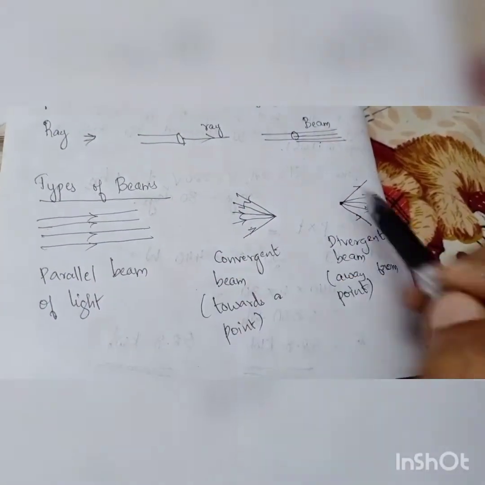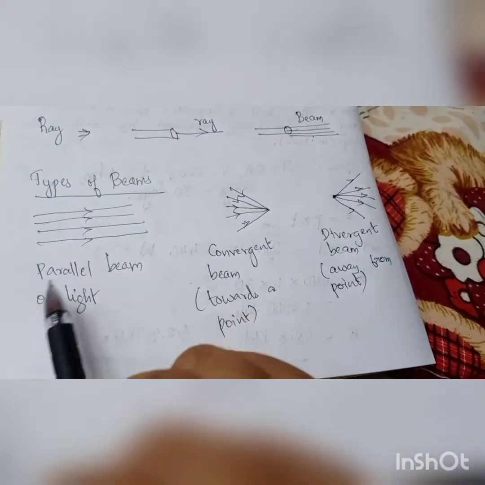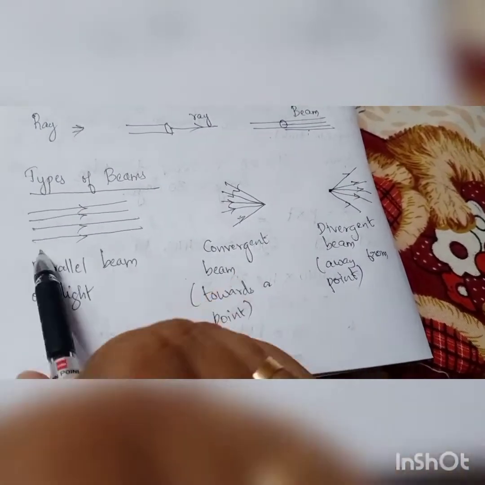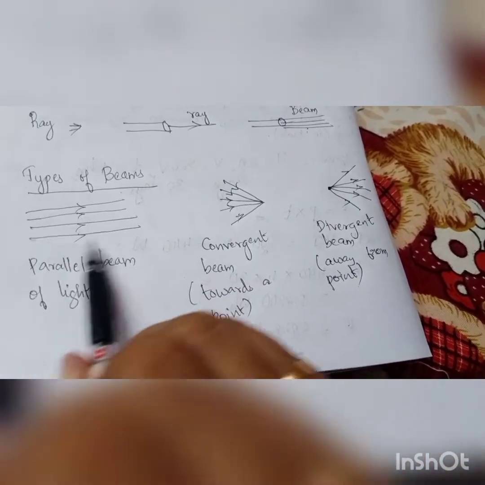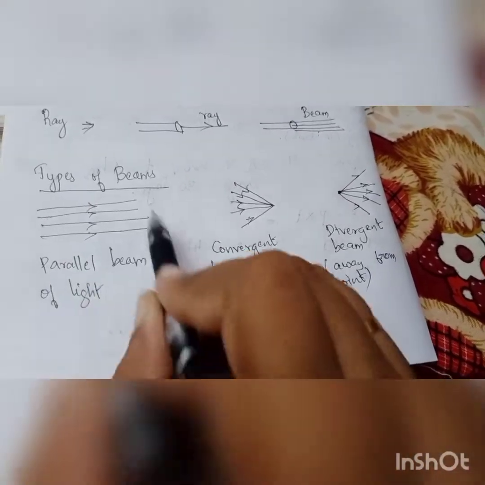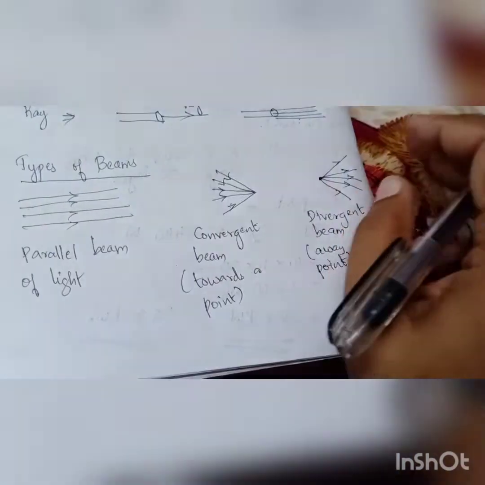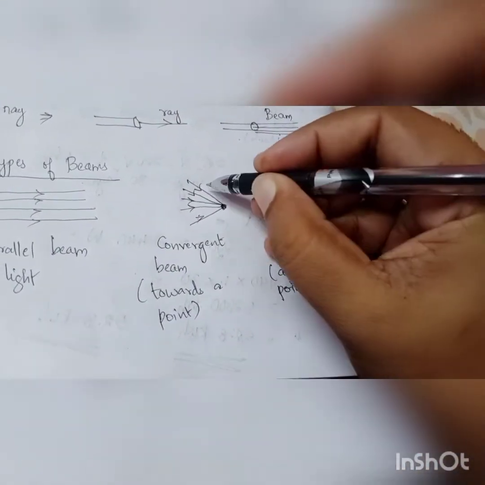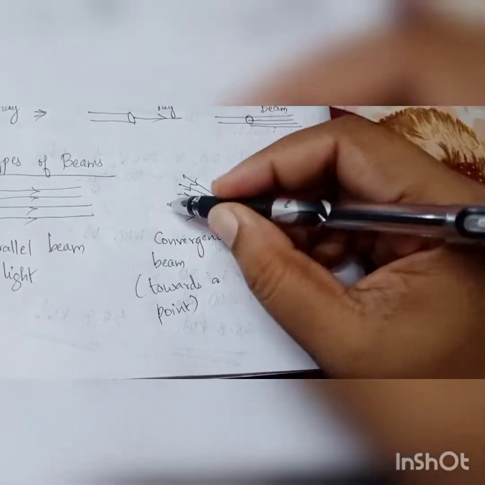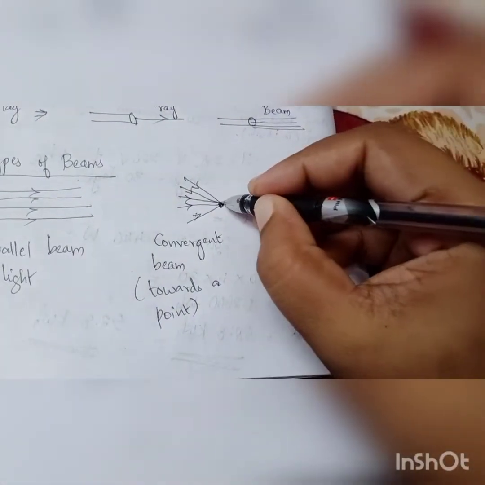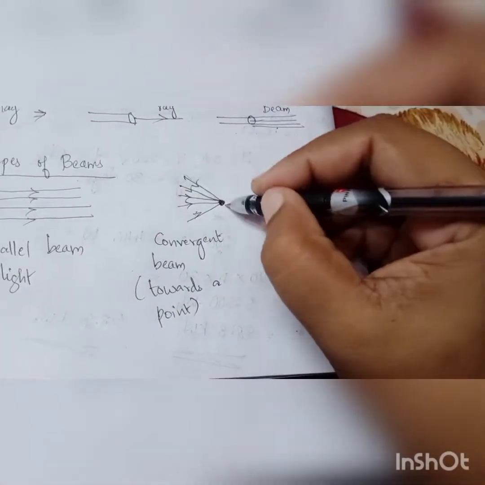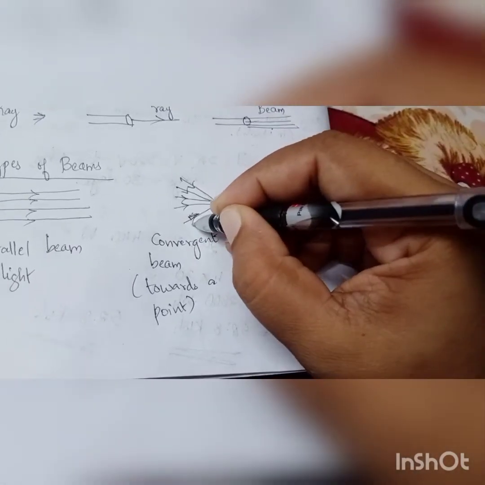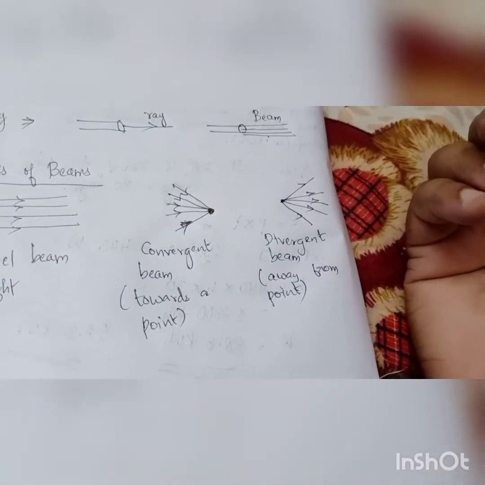We have three different types of beam. The first type is called a parallel beam. That means one ray will be parallel to another ray. If the rays are parallel to each other, then we call it a parallel beam of light. The next one is called convergent. Convergent means all the rays are moving towards a particular point. If this is a point and all the rays are moving towards this point, then we call this a convergent beam.